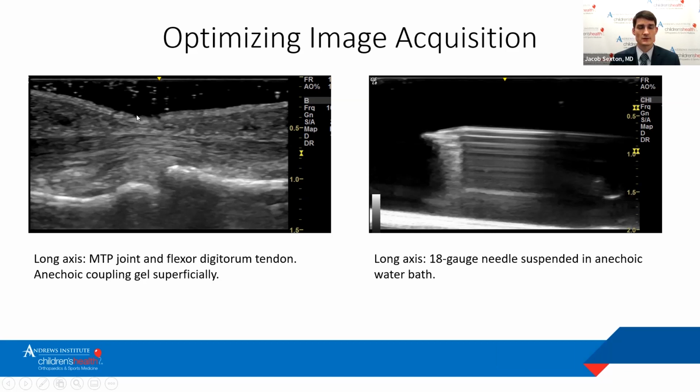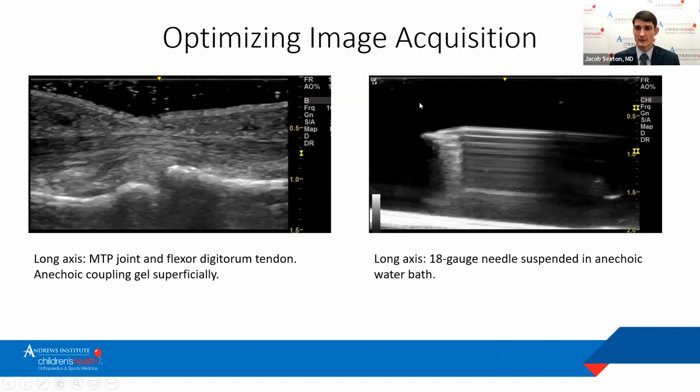We do that in order to visualize superficial structures and other structures that are very bony and have a varying contour on the bone, allowing the standoff to let those sound waves hit the structures and optimizing your image.